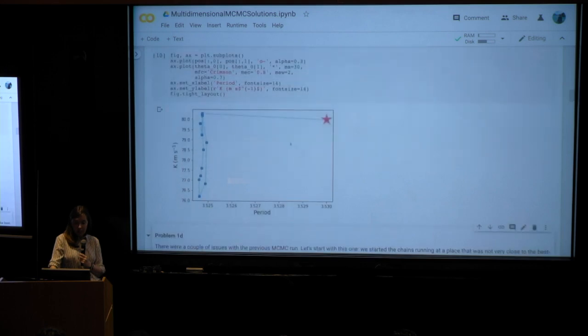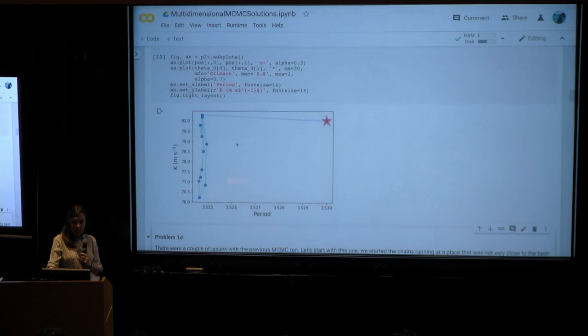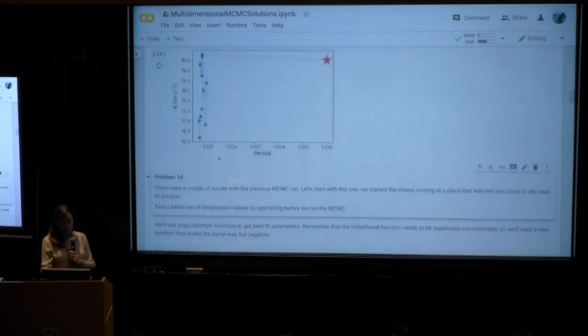Okay. So this is what I get, which is red stars initialization. And you can see that we're wandering off to a different region of parameter space. And I made each of the points somewhat transparent. So the fact that these blue points are opaque means that we're sitting at each of these possible solutions for a while. So this is not ideal.